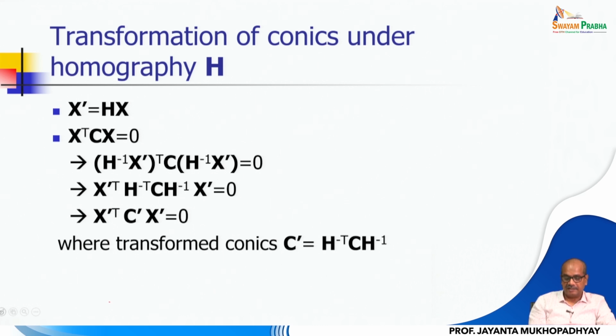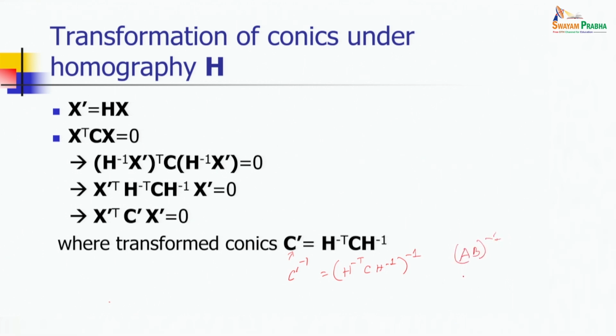our summary of the discussion, that this C prime, which is given by the transpose of H inverse, then C and H inverse, if I multiply them, then this becomes a transformed conic. Similarly, I can also get the dual conic, because if I take the C prime inverse, this means that I am getting H minus T, that is the transpose of H inverse, C H inverse, inverse. Now, you know, once again, like transpose, if I do AB inverse, it would be also B inverse A inverse.